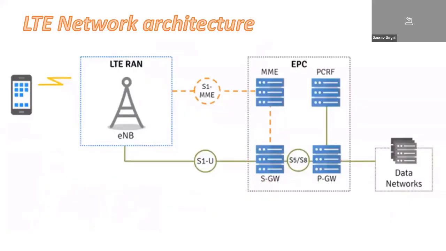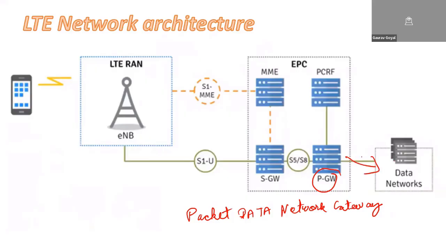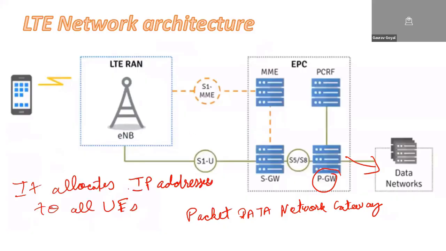And then we have the PGW, which is the packet data network gateway. The PGW acts as an interface between the LTE network and other packet data networks, such as the internet or SIP-based IMS networks. What the PGW does is route packets to and from external IP networks. In short, the main purpose of the PGW is that it allocates IP addresses to all UEs. So you can say the PGW is the inter-system anchor point for each UE.